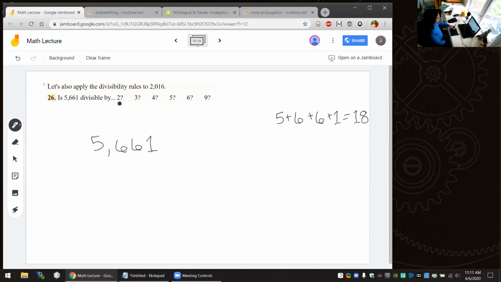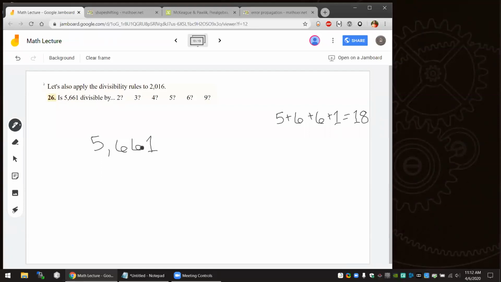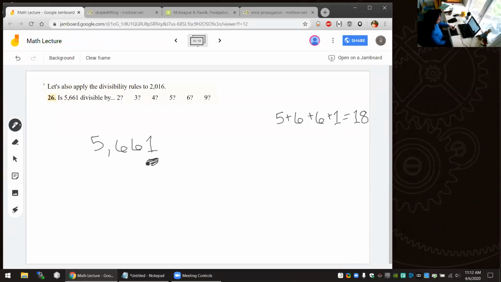Okay, is this divisible by 2? No, it ends in 1. So odd number, not divisible by 2. Is it divisible by 3? We look at the sum of the digits. Does 3 go into 18? Yes, so 3 is going to go into this big number too.